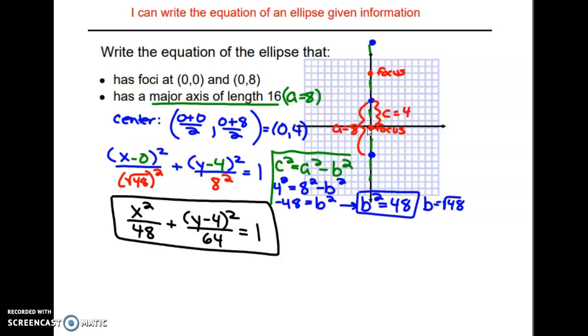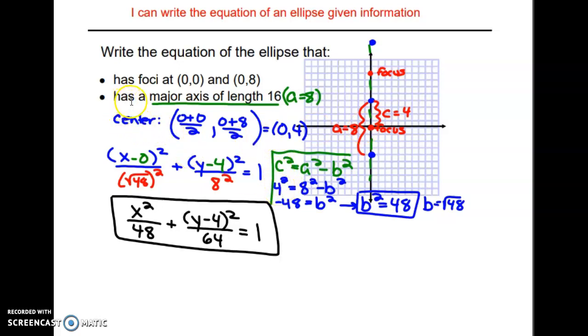Okay, there's a focus, right in the middle. That's my center, 0, 4. I need A and I need B. Okay, so far I know that C is, if this is a center and this is a focus, that distance is 4. That is C. From the center to the focus, that is C. So there's C right there.